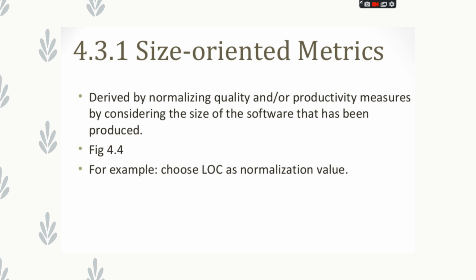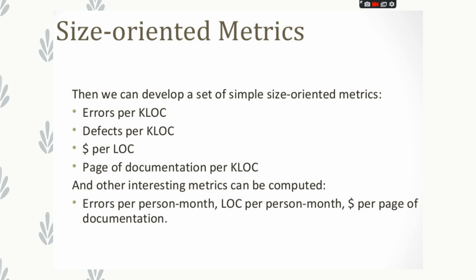Size-oriented metrics are derived by normalizing quality and productivity measures by considering the size of the software that has been produced. For example, choose LOC as the normalization value. We can develop a set of simple size-oriented metrics: errors per KLOC, defects per KLOC, dollars per LOC, pages of documentation per KLOC, and other interesting such metrics can be computed. Examples: errors per person-month, LOC per person-month, dollars per page of documentation.